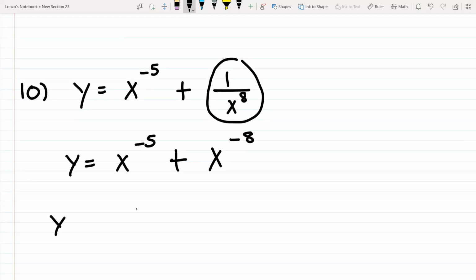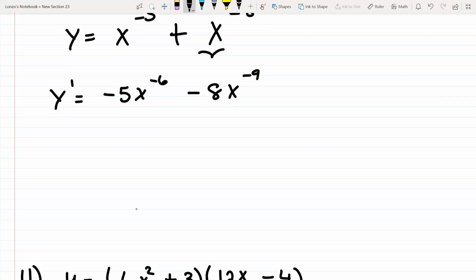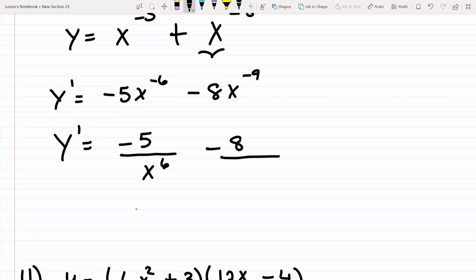So take y prime and then take the derivative of each term using power rules. The derivative of x to the negative 5 is negative 5x to the negative 6. The derivative of x to the negative 8 is negative 8x to the negative 9. And then let's put our final answer using only positive power. So y prime equals negative 5 over x to the 6, minus 8 over x to the 9th. So this would be your final answer.